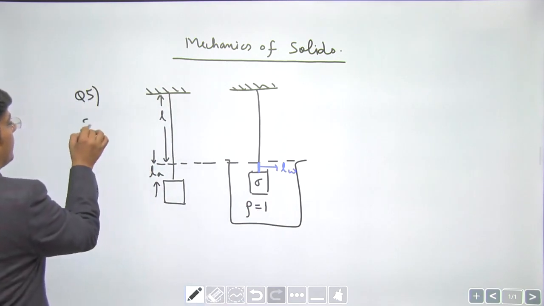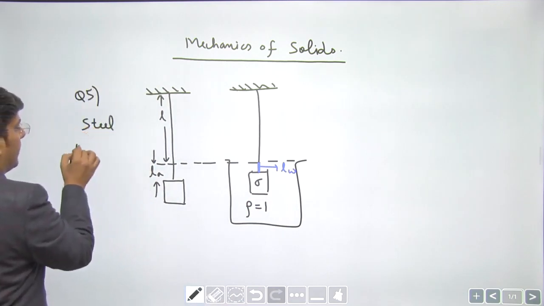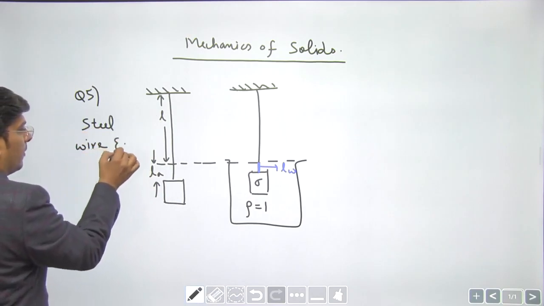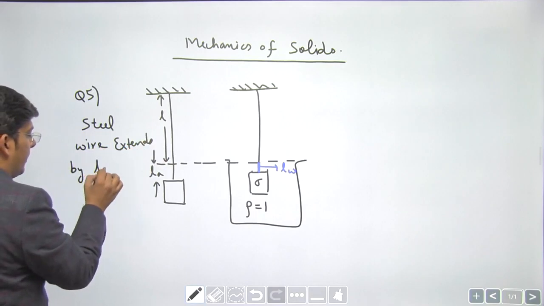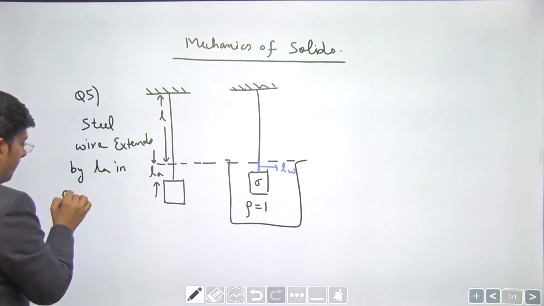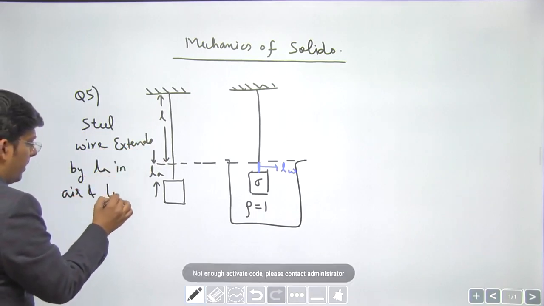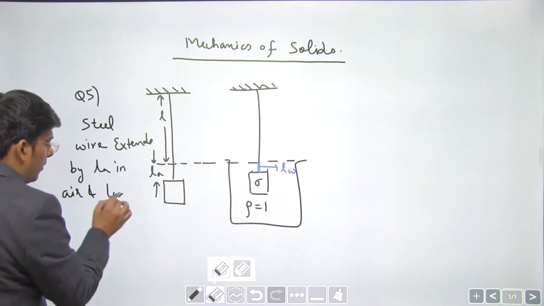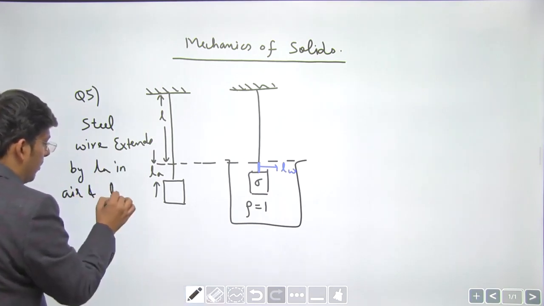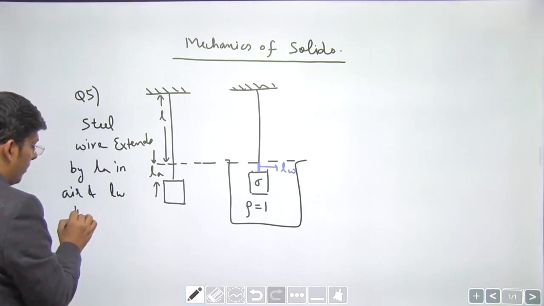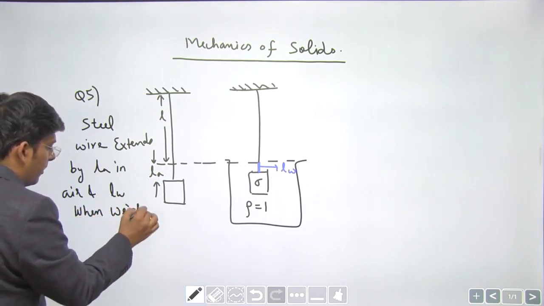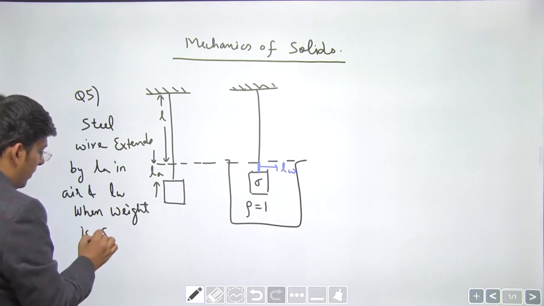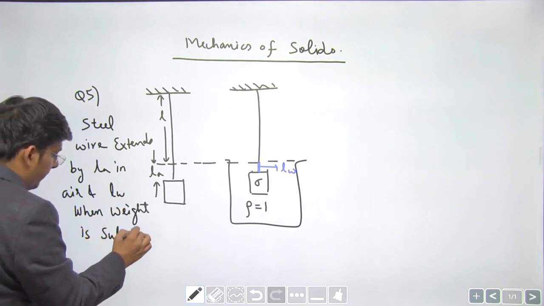So the steel wire extends by LA in air and extends by LW when the weight, or bob, is submerged in water, right?